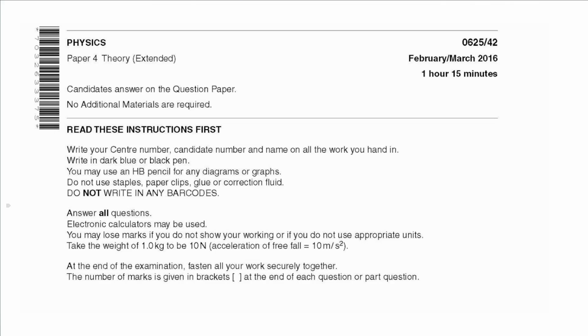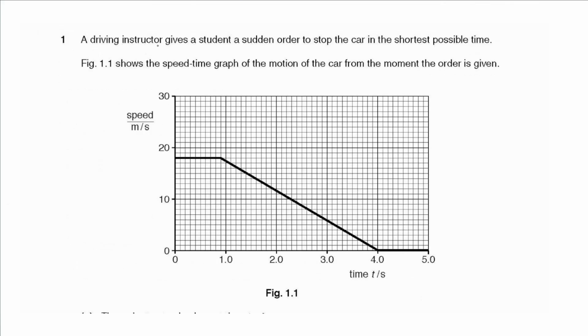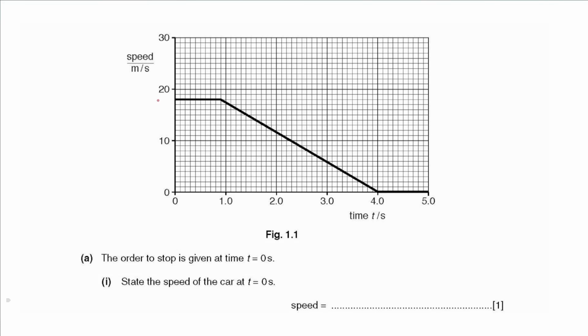So let's get started. Question 1 says a driving instructor gives a student a sudden order to stop the car in the shortest possible time. Figure 1.1 shows the speed-time graph of the motion of the car from the moment the order is given. At time 0 we have a speed on the y-axis of 18, then constant speed, then the car decelerates uniformly until 4 seconds, when it stops.